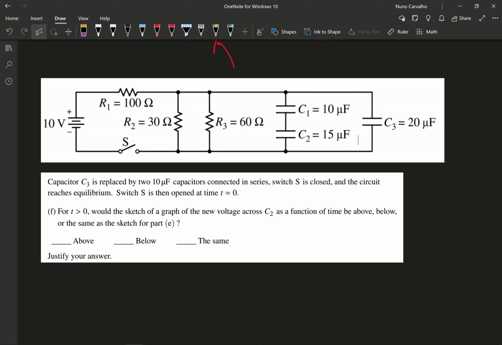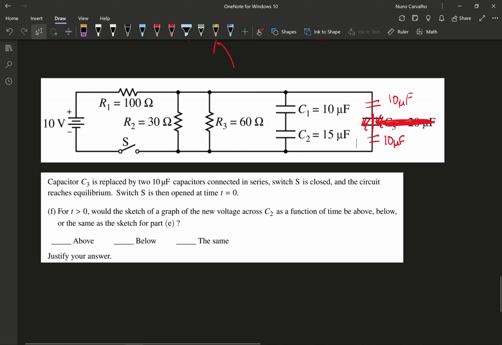Capacitor C3 is replaced by two 10 microfarad capacitors connected in series. Switch S is closed and the circuit reaches equilibrium. Switch S is then opened at time equal to 0. All this is really saying is that they basically reran the experiment, but instead they had two 10 microfarad capacitors here instead of the 20 microfarad capacitor that they had here. So just imagine basically the same thing, but without that 20 microfarad, but instead 10 microfarad capacitors right there.